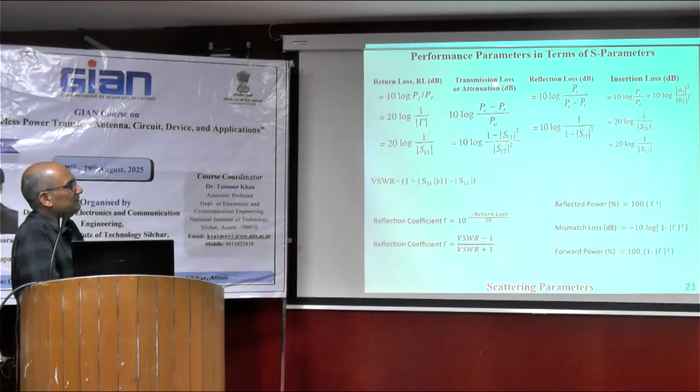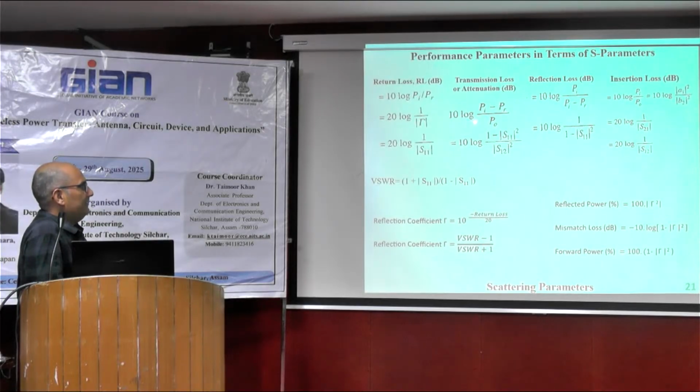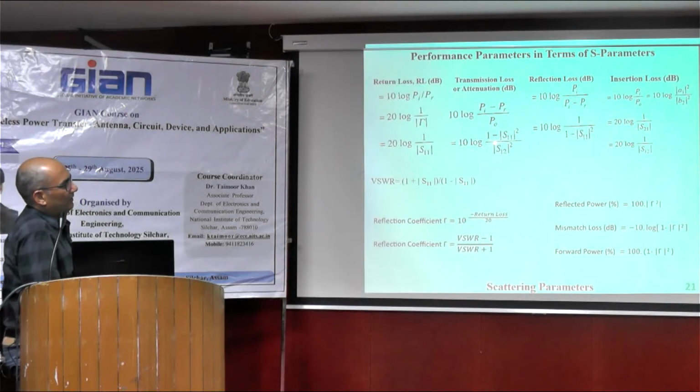Then transmission or attenuation in dB is 10 log base 10 of (Pi minus Pr) upon Po. Taking Po common, it can be replaced in terms of S parameters like this: 10 log of (1 minus mod S11 squared) upon mod S12 squared. Return loss in dB is 10 log of Pi upon (Pi minus Pr), which is 10 log of 1 upon (1 minus mod S11 squared).